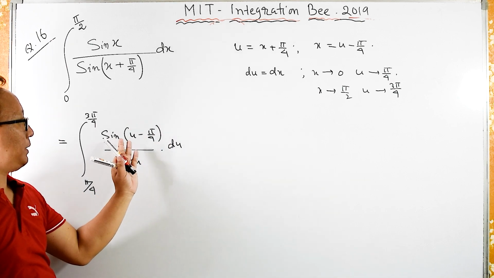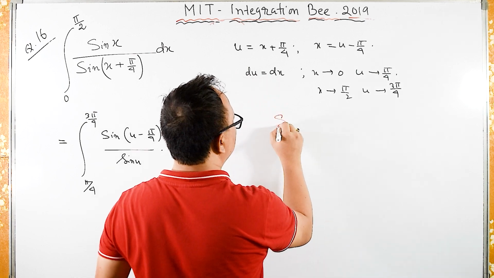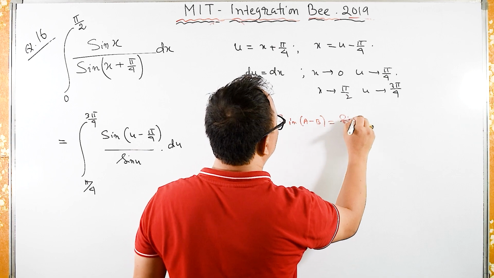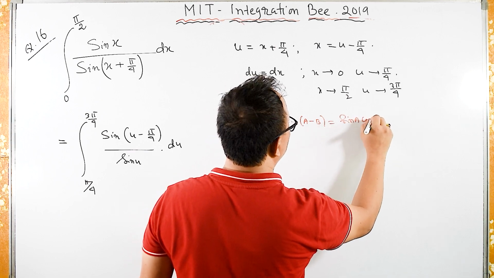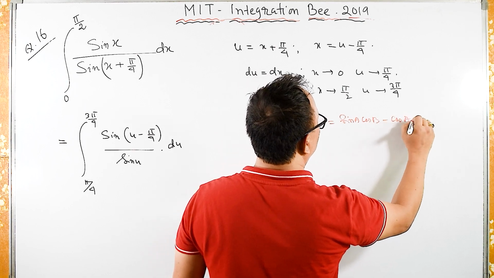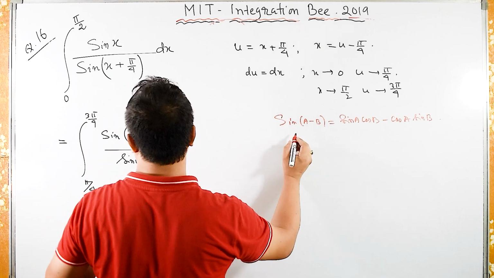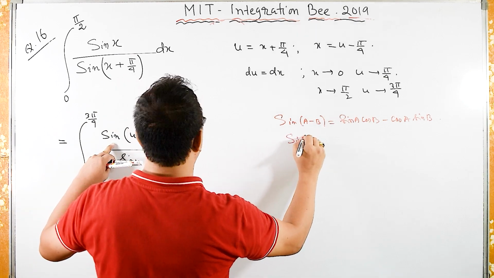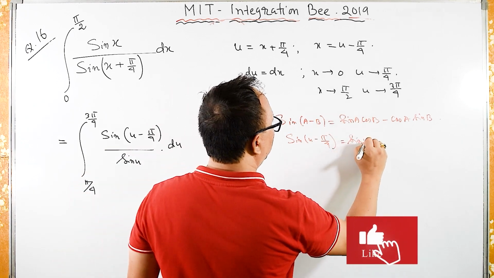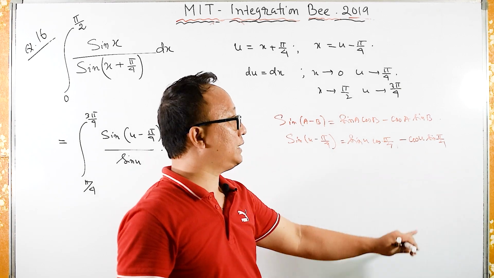So now I can apply the sine a minus b formula. Remember, what is sine a minus b? Sine of a minus b is sine a cos b, and since it is minus, minus cos a sine b. So by applying this formula, sine of u minus pi by 4 is the same as sine of u cos pi by 4 minus cos u sin pi by 4. The values are the same because it's 1 by root 2.